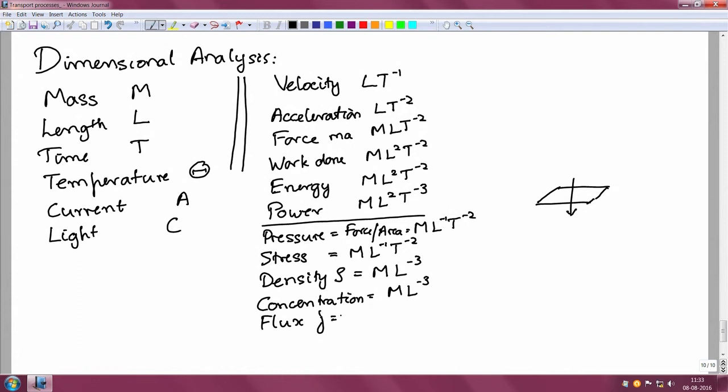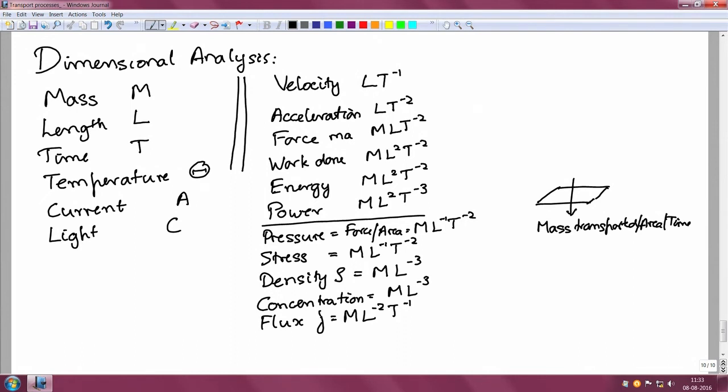Mass transported across a surface per unit area per unit time. Flux has dimensions of mass transported across a surface of the solute per unit area per unit time. Mass has dimensions of M, area is length squared. So I get L to the minus 2 and T to the minus 1. So that is flux of a solute across a surface.